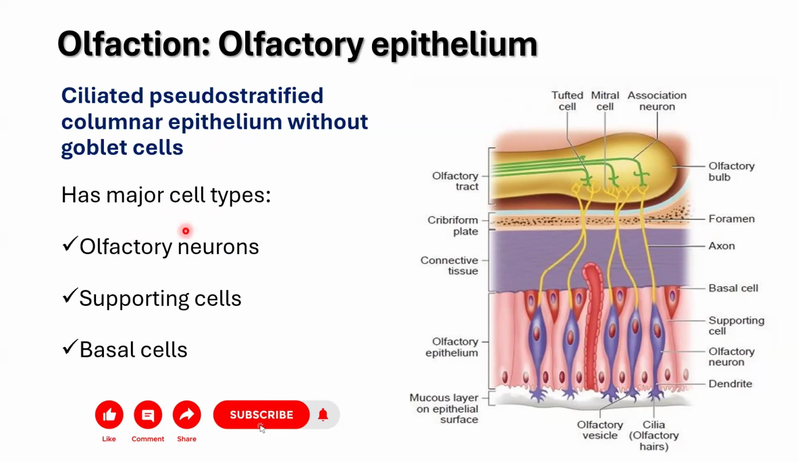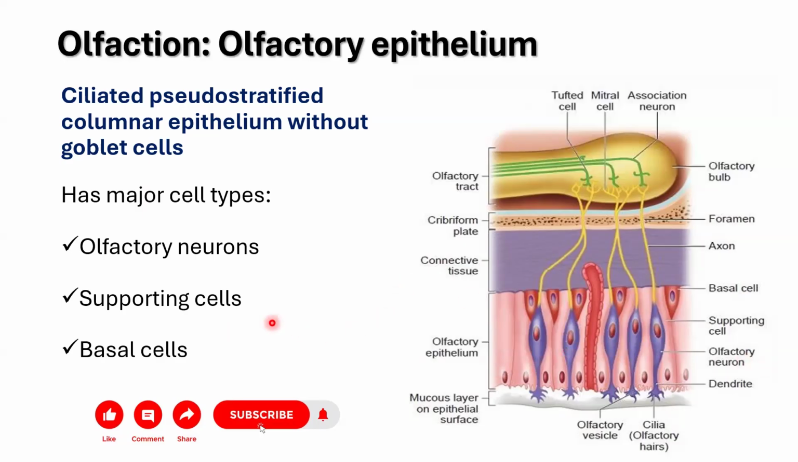It has three major cells. It has olfactory neurons, the cells that conduct. As you can see here, these are the olfactory neurons. Then you have the supporting cells and the basal cells. Supporting cells offer support in terms of nutrition. The basal cells give rise to other cell types, for example the olfactory cells and also the supporting cells. That is the basal cell.